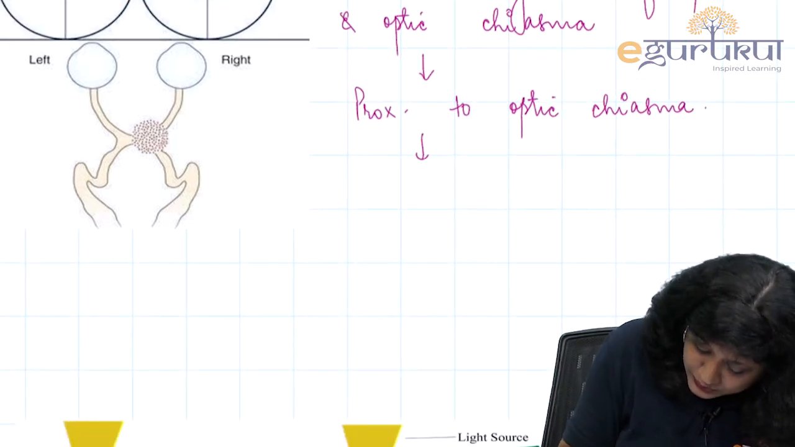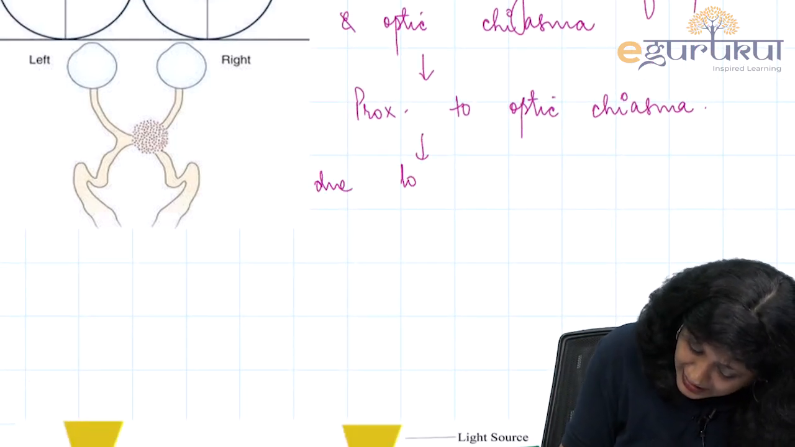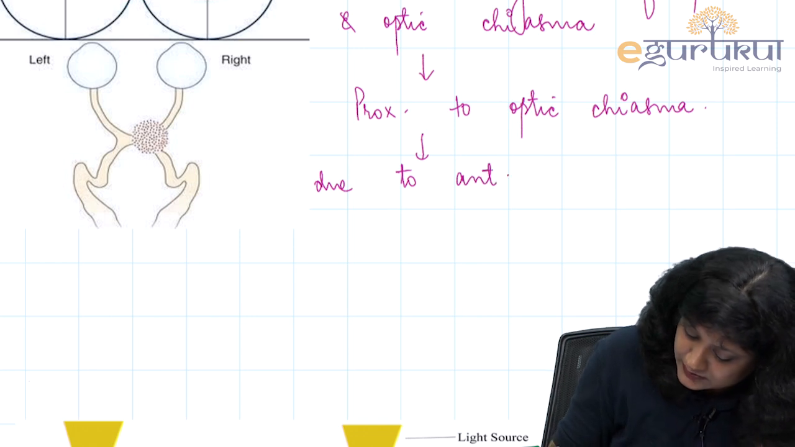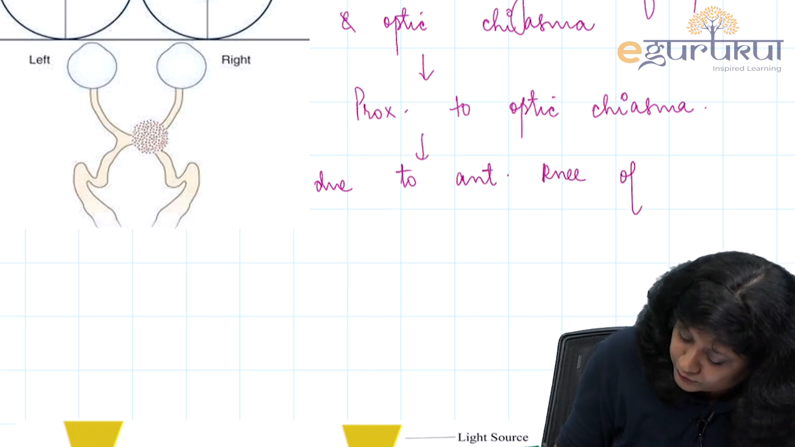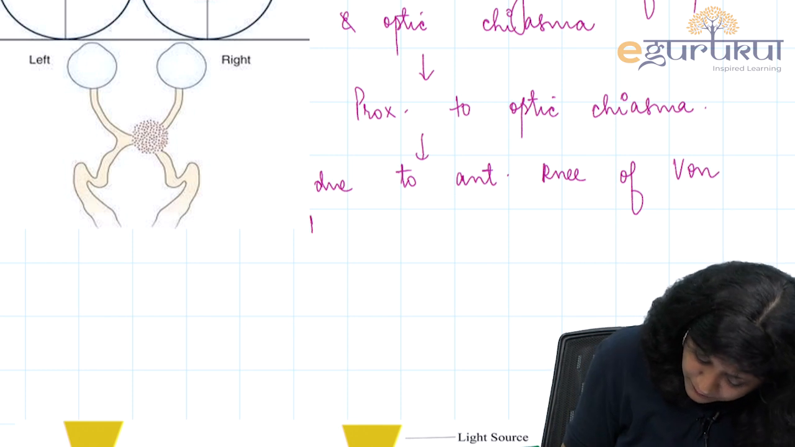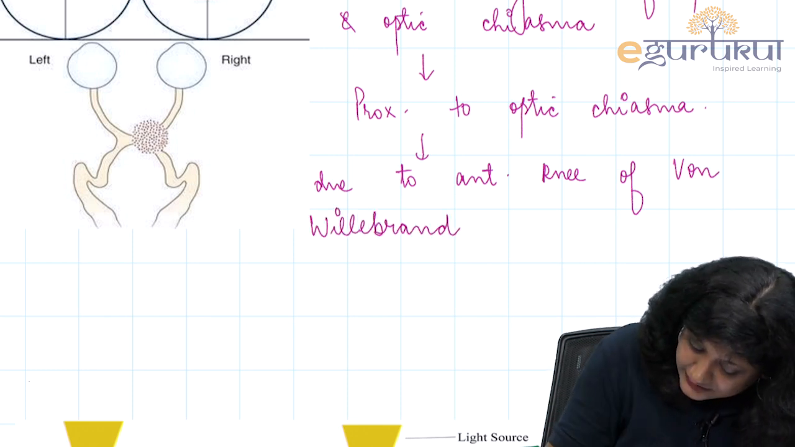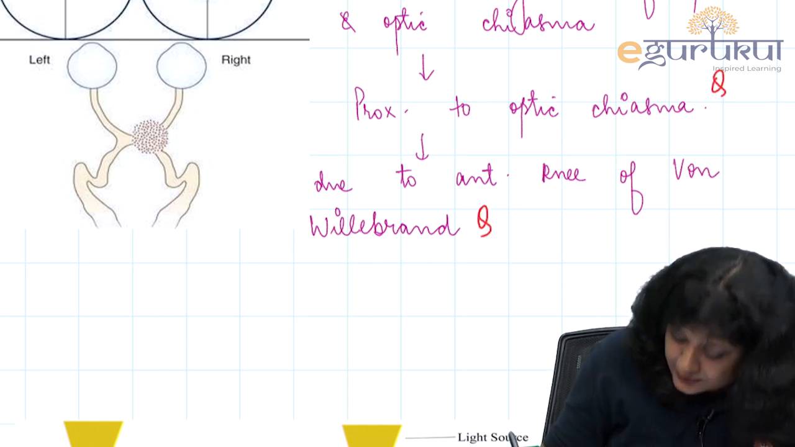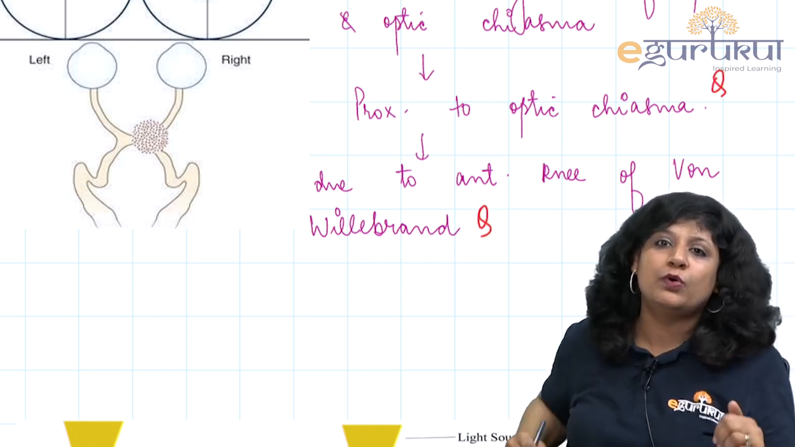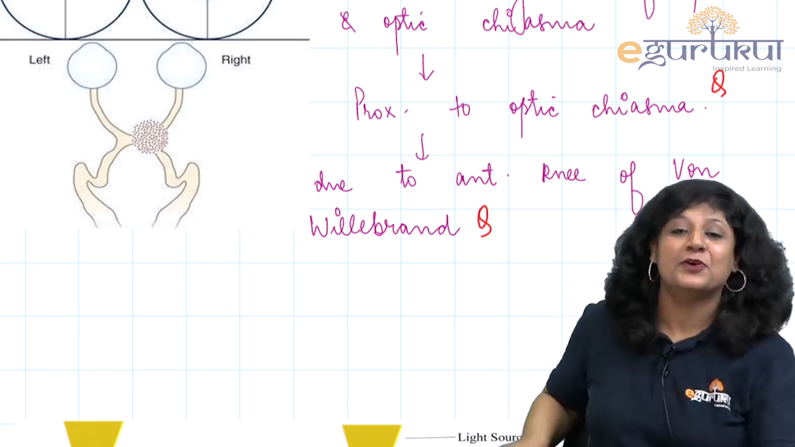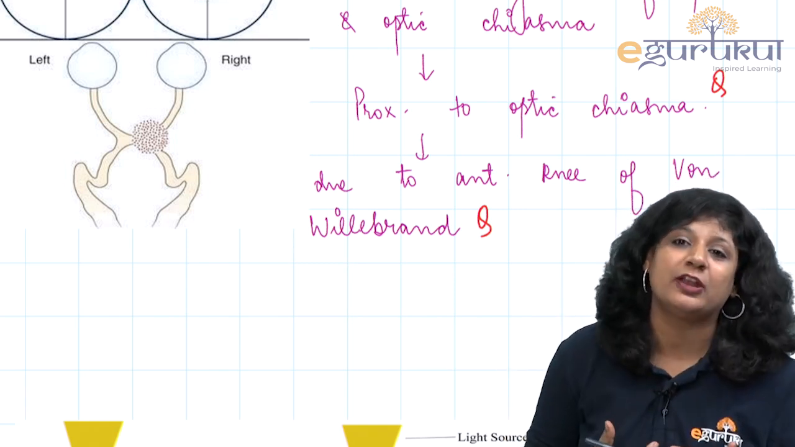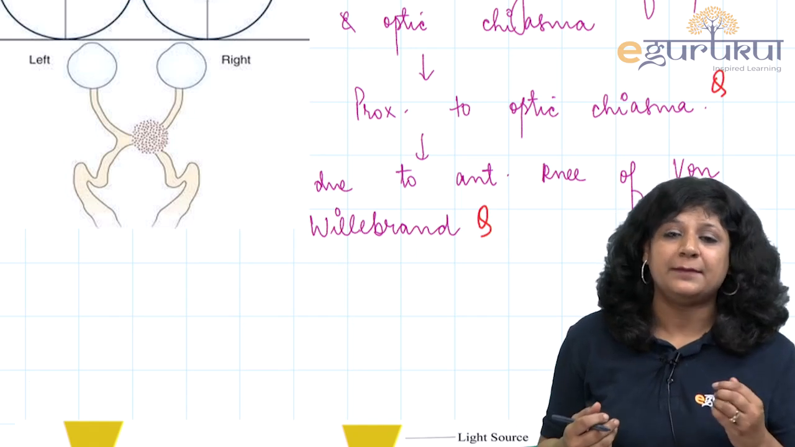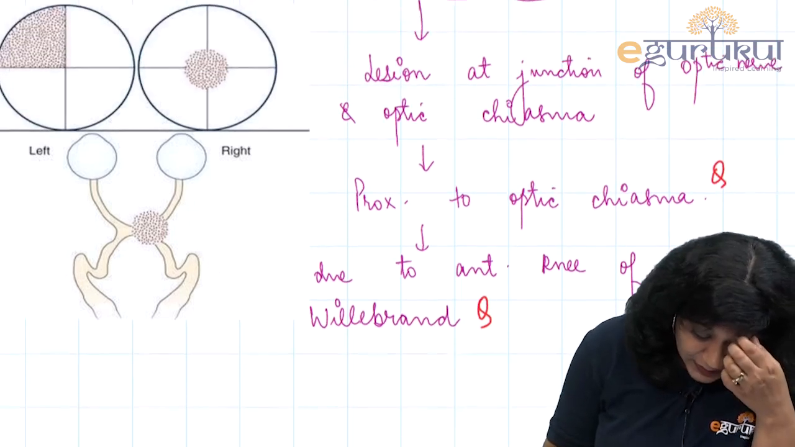It is due to the anterior knee of von Willebrand. It is due to the involvement of the anterior knee of von Willebrand. Now, most of you know this, but the actual reason most of you don't know: what is this anterior knee of von Willebrand and what is happening. I will tell you one very important thing.